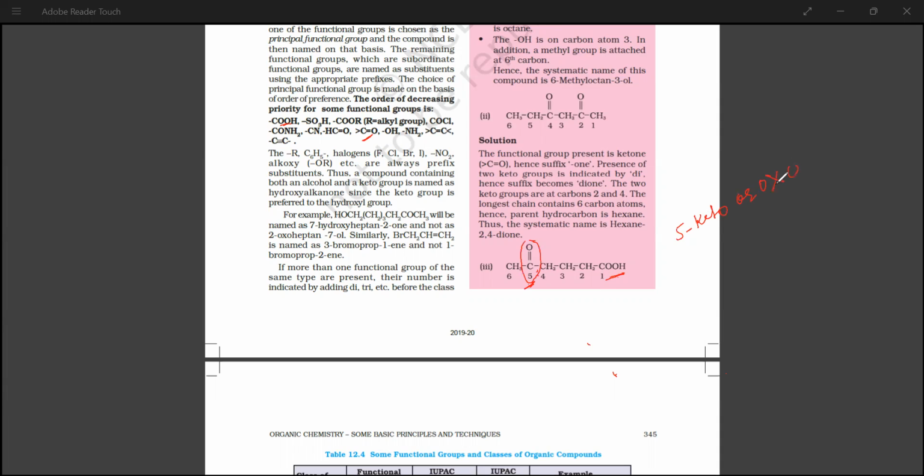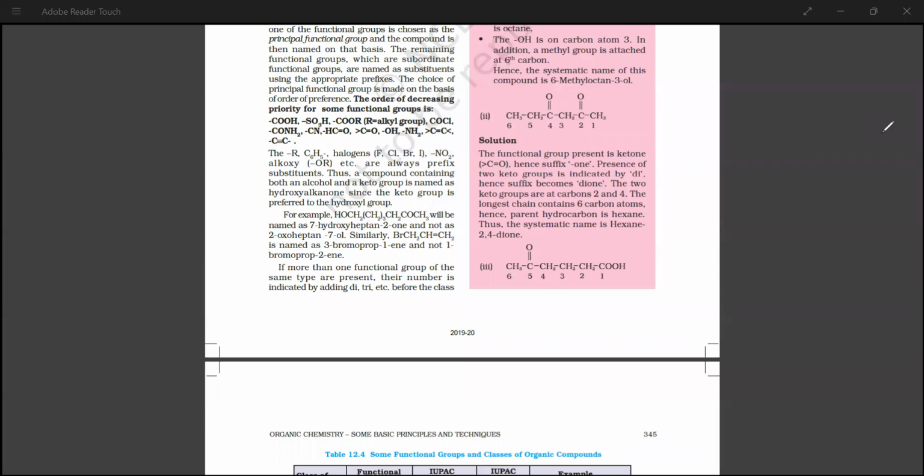And total how many carbon atoms are there? 6 are there, and all are single bonded. So ane, hexane. And on first, oic acid is there, hexanoic acid. So 5 keto or oxo hexanoic acid will be the name of this compound.